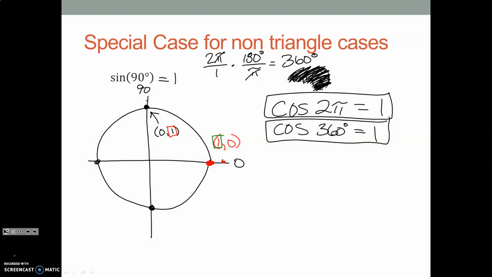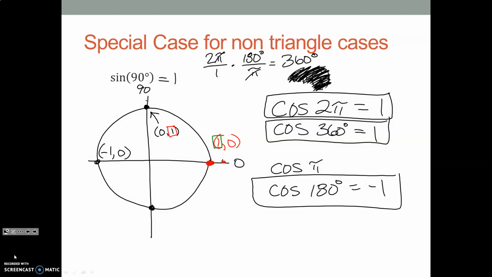Now, when you involve tangent, and like I said, you don't need to know this on your test, we could do, for example, cosine of pi. Well, pi is the same as 180 degrees. So that would be this point over here, negative 1, 0. Cosine is your x's, so your answer for that would be negative 1.